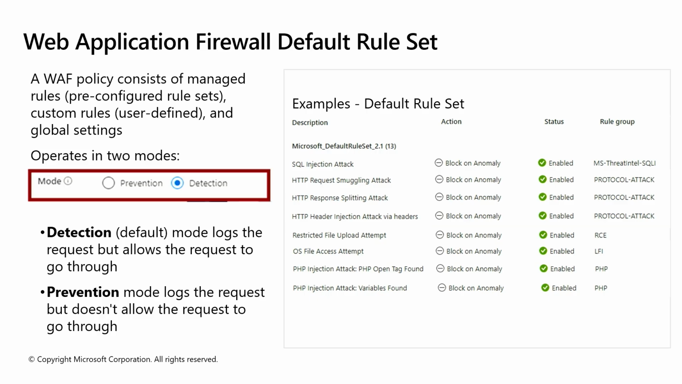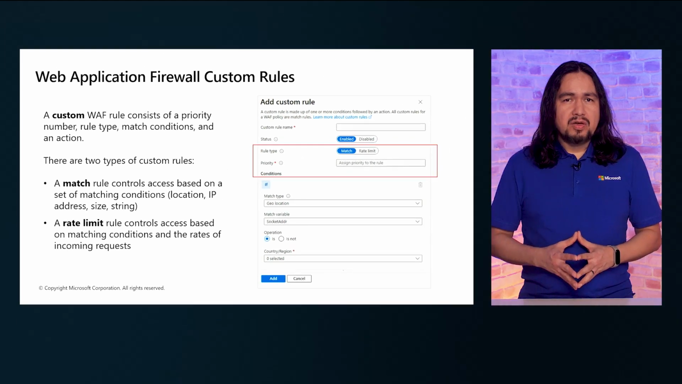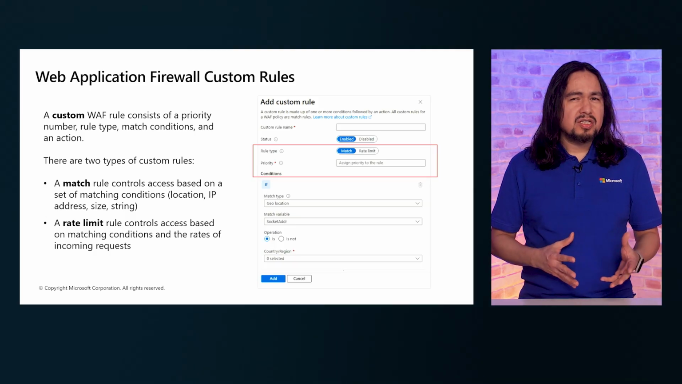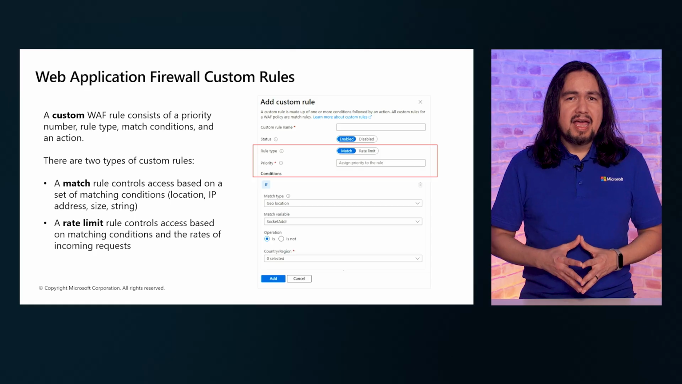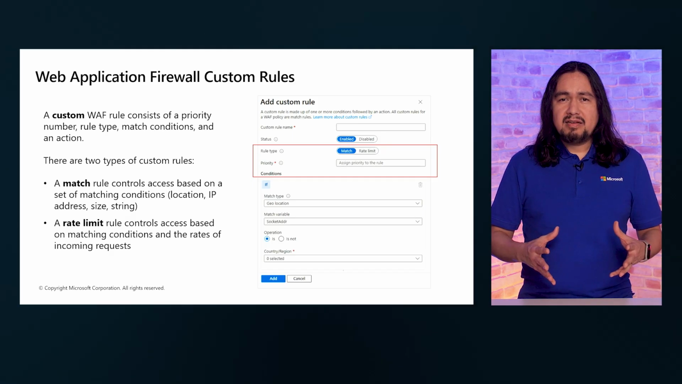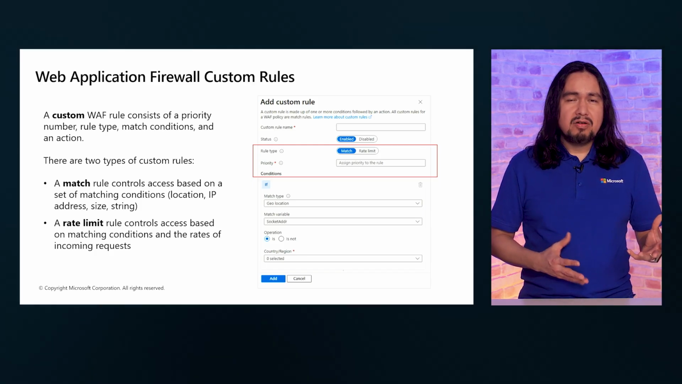In the case of custom rules, you first need to define their priority, and then you need to select the type of rule that you want to use. You can, for example, have a match rule that will control access based on a set of matching conditions like location, IP address, or size. And there is also a rate limit rule that will control access based on matching conditions and the rates of incoming requests. Then you need to decide what you want to do with that request. You can either allow it or deny it.